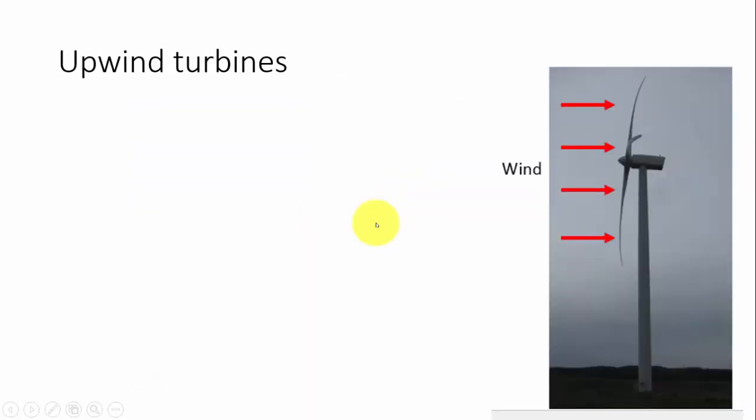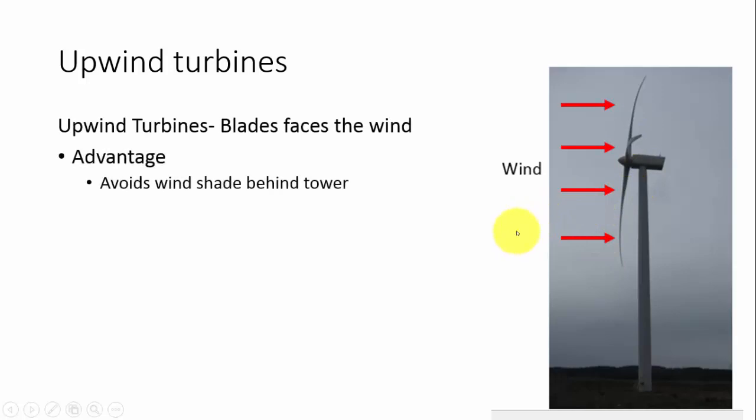We will see that in upwind turbines, the blades will be facing towards the wind. So there is a very good advantage. What is that? It avoids the wind shade behind the tower. The tower is here. If it is a downwind turbine, what happens? The blowing wind will be disturbed by this tower before hitting the blade. Whereas here we don't have such a problem. So that's why the wind shade behind the tower is avoided here.